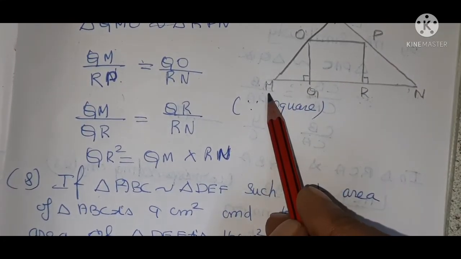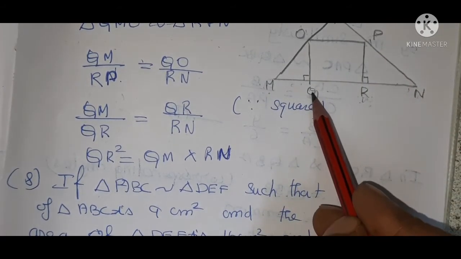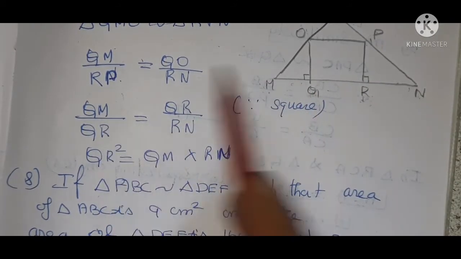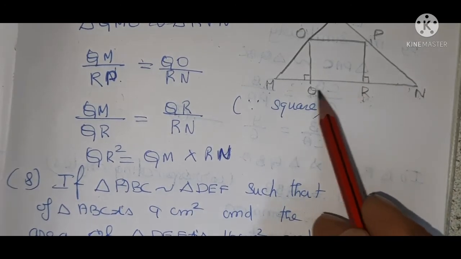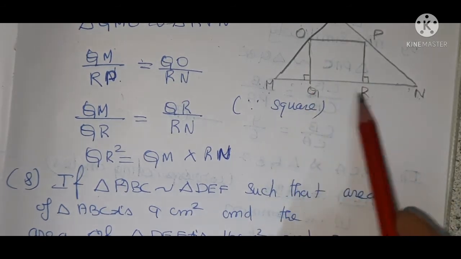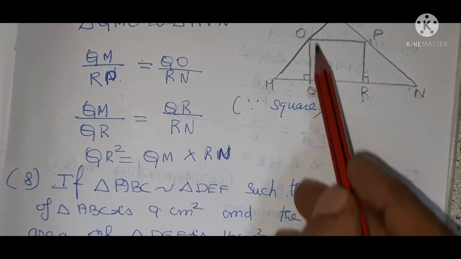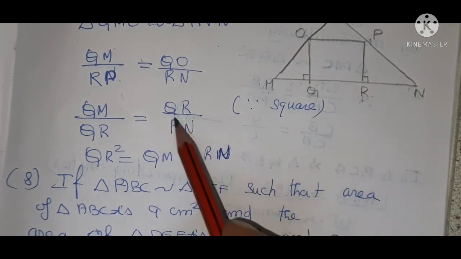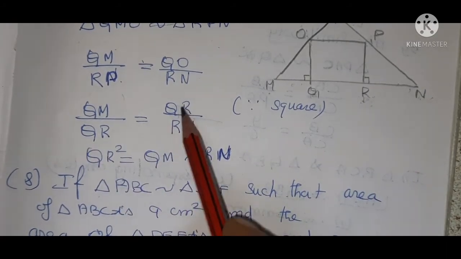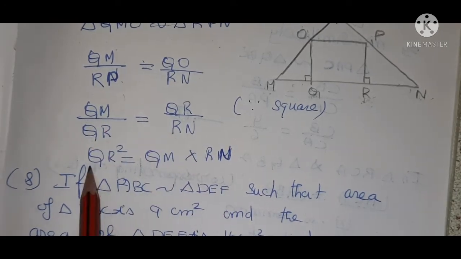QM by RP is equal to QO by RN. QM by RP is equal to QR, because it is a square, all the sides are equal. If you take QR, then QO is taken as QR by RN. Cross multiplication, we get QR into QR, QR square is equal to QM into RN. Hence proved.